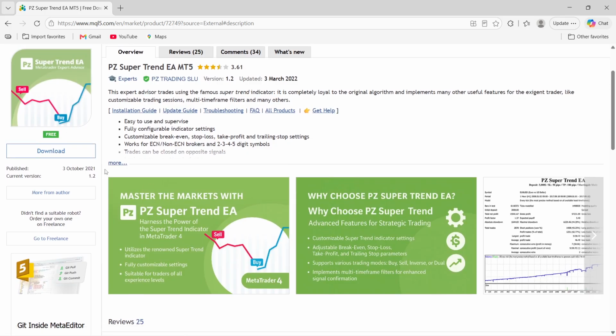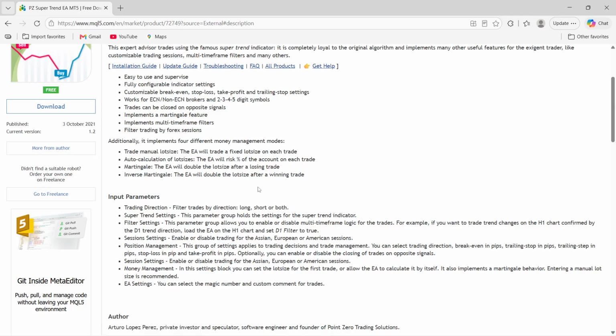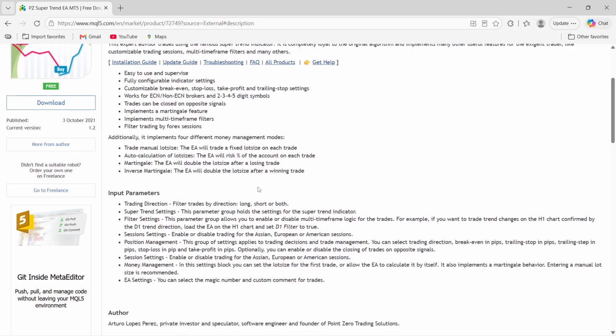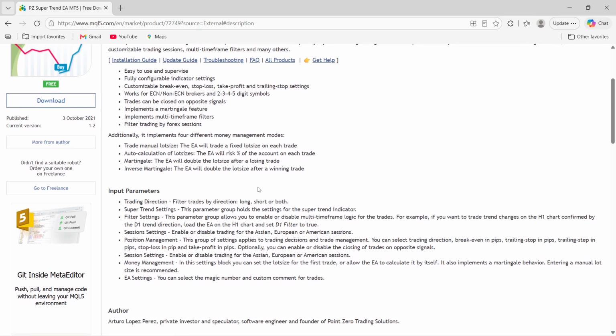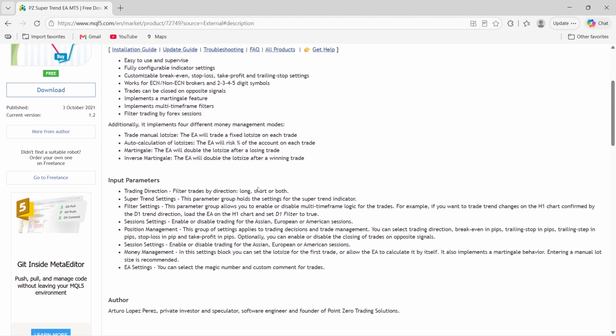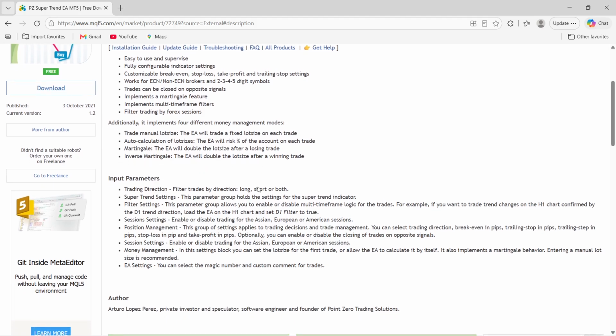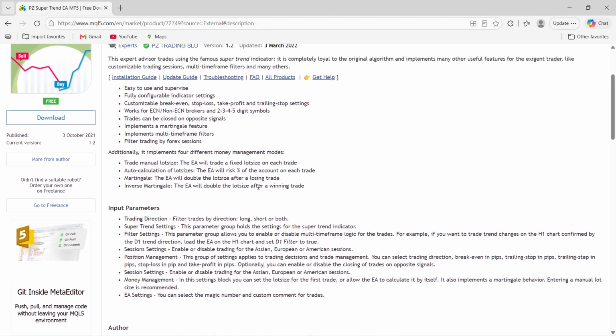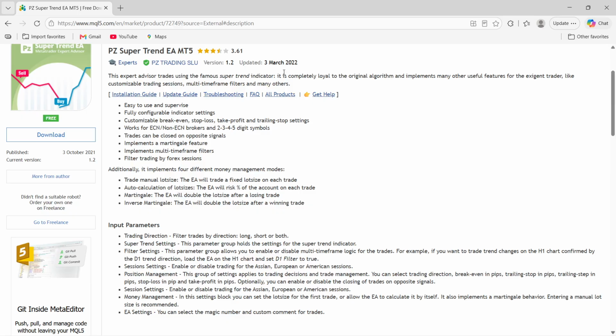Let's start with how the developer presents the EA on the product page. PZ SuperTrend EA is advertised as a fully automated trend following robot that trades off the well known SuperTrend indicator. According to the description, it sticks loyally to the original SuperTrend algorithm. So you can see it's completely loyal to the original algorithm. And the core idea is simple. It buys when price is above SuperTrend and sells when the price is below it.